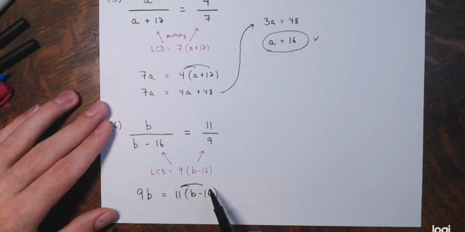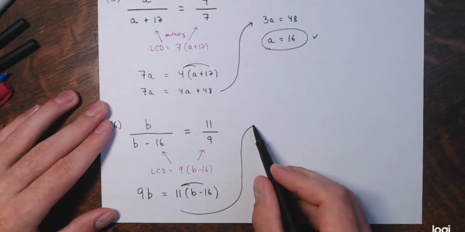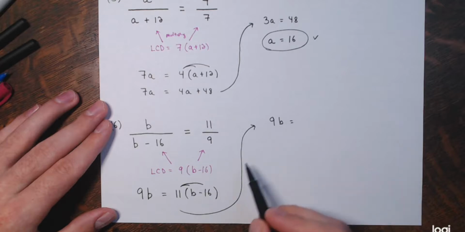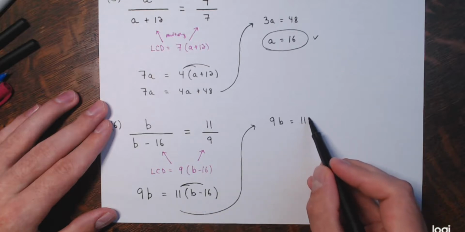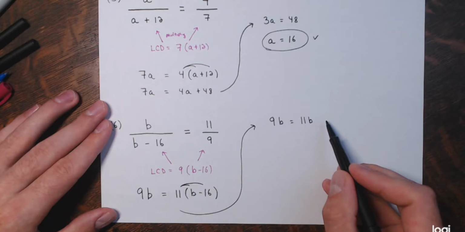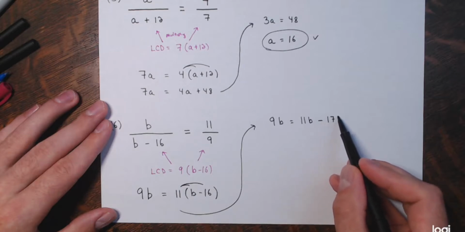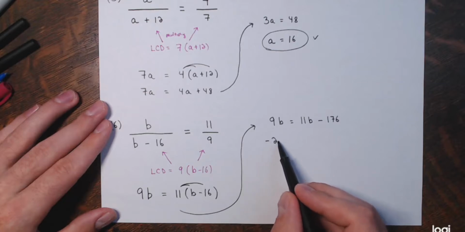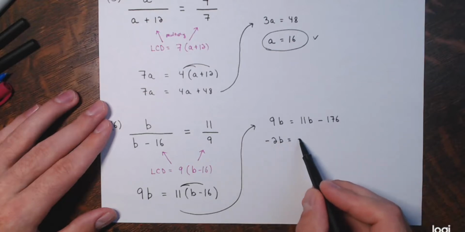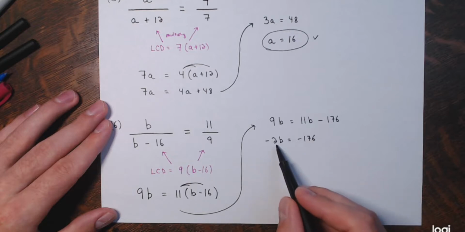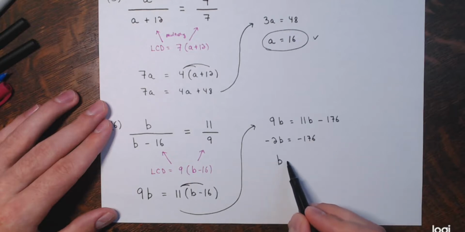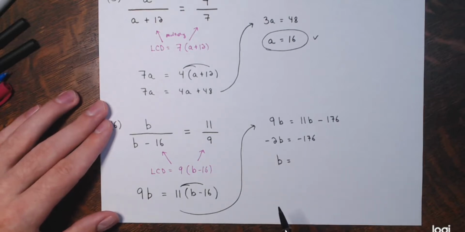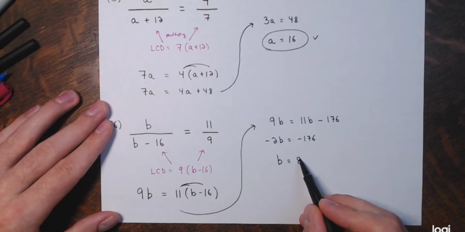Distributing the 11 over here. We have 9b on the left equals 11b minus 176. Subtract 11b, got negative 2b equals negative 176. And then dividing by negative 2 gives me a positive answer, right? Negative divided by negative, and then 176 divided by 2 would be 88.